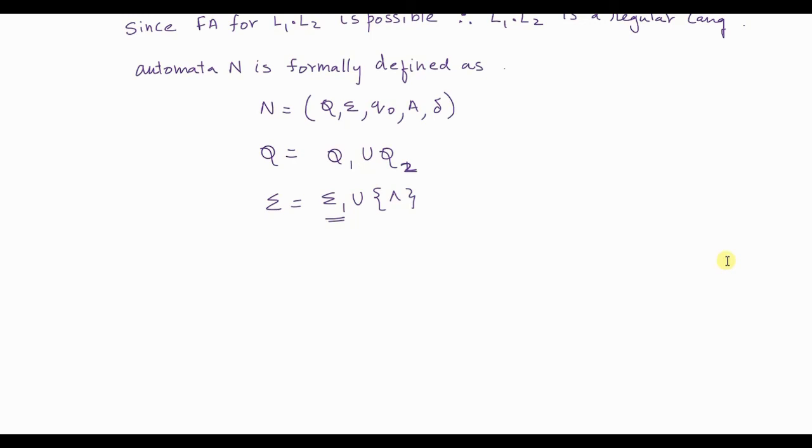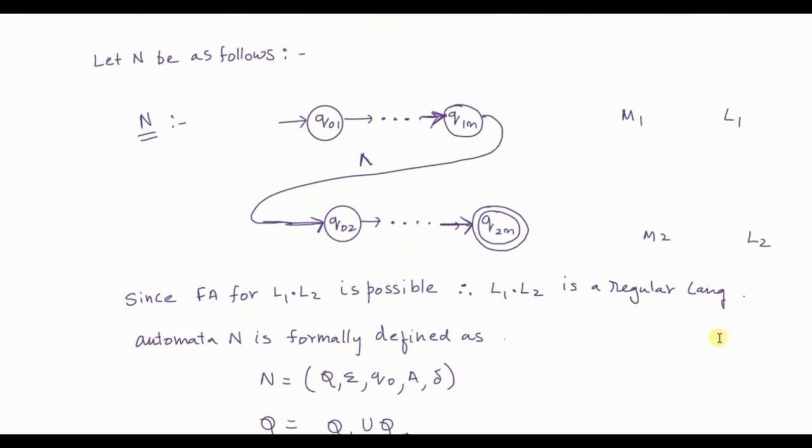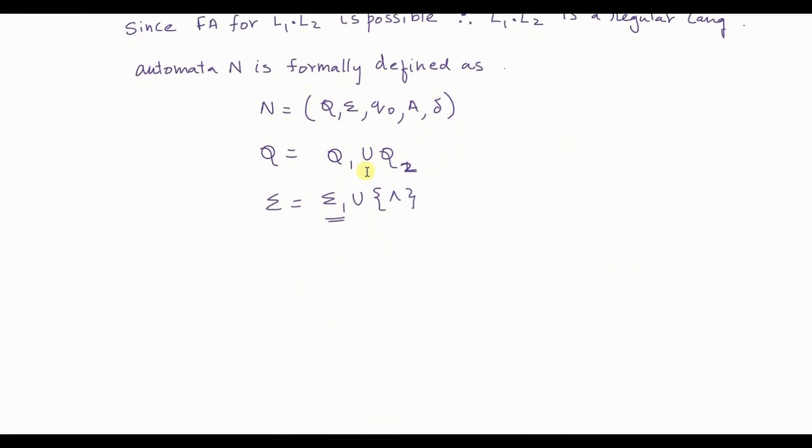Now what is Sigma? You see in this particular diagram, it's a null NFA that we get. So apart from Sigma, the normal input symbols, there is also an extra symbol that is null. So Sigma is Sigma 1 union the null string, where Sigma 1 is the input alphabet for both machine 1 as well as machine 2. What will be the final states A? The final states will be only the final states of the second machine.